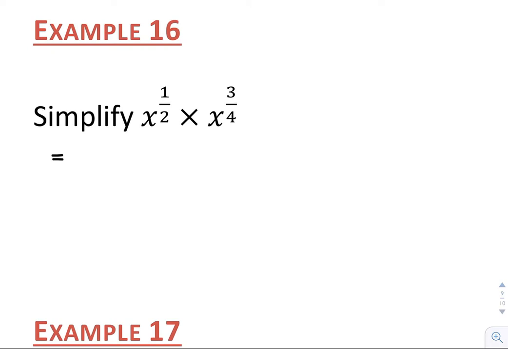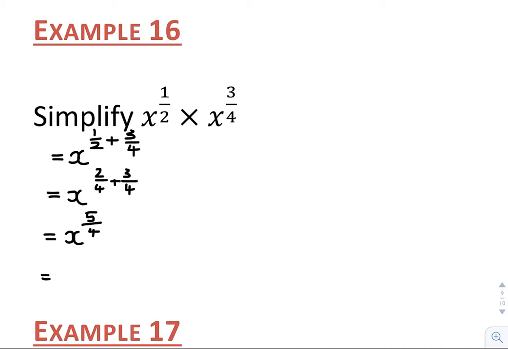Example 16. Simplify x to the power of a half times x to the power of 3/4. The first step in doing this is to recognize that we're multiplying same base, different powers. So in order to do this, we'll add together our powers of a half and 3/4. Recognizing that a half and 3/4 can't be added together unless you have the same denominator, we can change that half to 2/4. So 2/4 plus 3/4, meaning that when we add this together, we add the numerators, so 5/4.